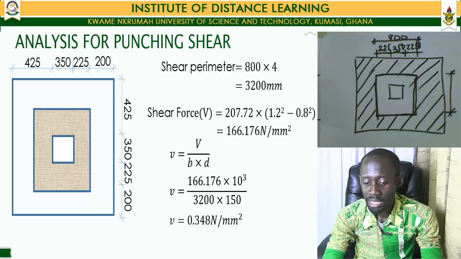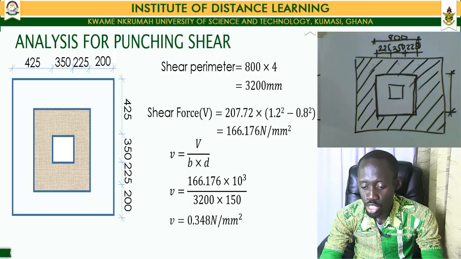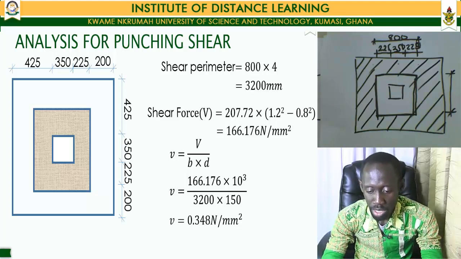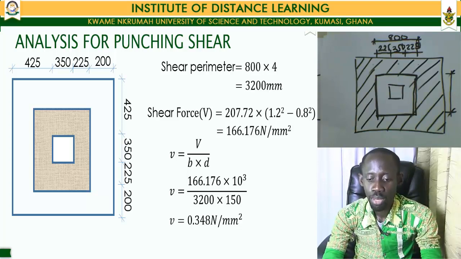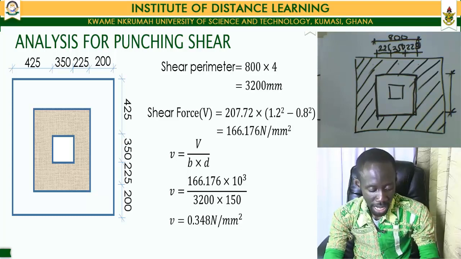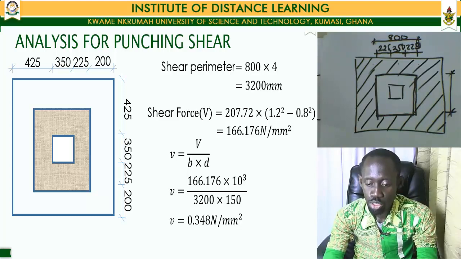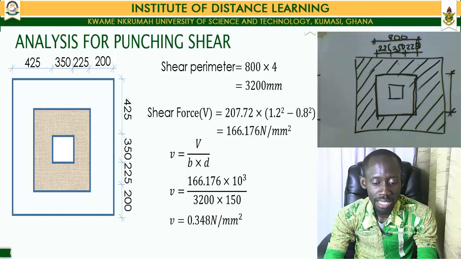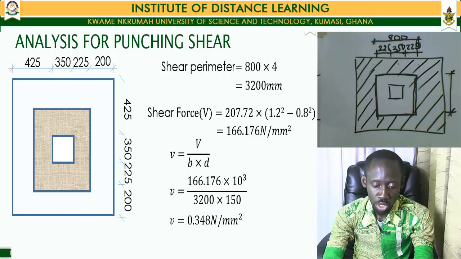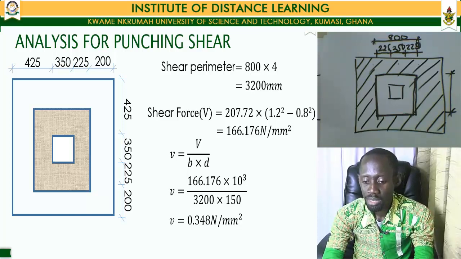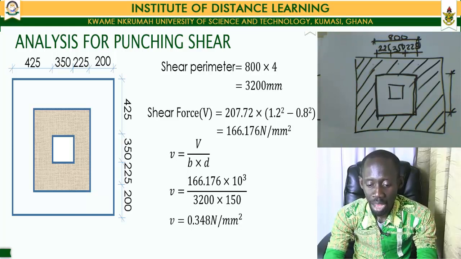This gives us a puncturing shear value of 0.348 newtons per millimeter squared. So once again, we compare this puncturing shear value to our ultimate shear stress value, which was given as 4.732 newtons per millimeter squared. And we realize that our puncturing shear value falls short of that value, in which case for compressive shear, our pad foundation is adequate against it.